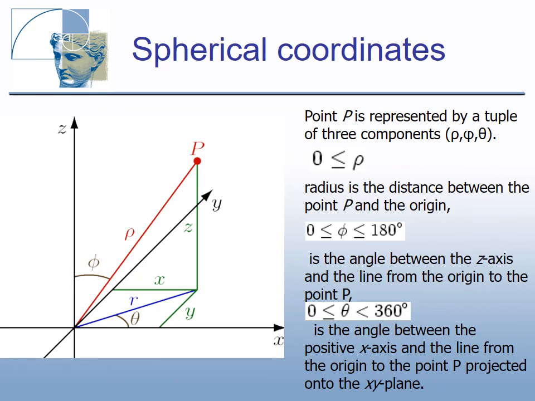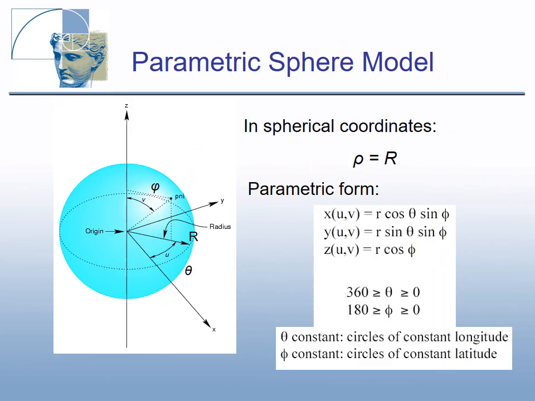There are special coordinate systems making design of surface equations easier. In the spherical coordinates, point P is represented by a tuple of three components, ρ, φ, and θ, illustrated by the diagram. The radius ρ is the distance between the point P and the origin. Phi is the angle between the z-axis and the line from the origin to the point P. Theta is the angle between the positive x-axis and the line from the origin to the point P, projected onto the xy plane. In the spherical coordinates, the equation of a sphere becomes trivial.